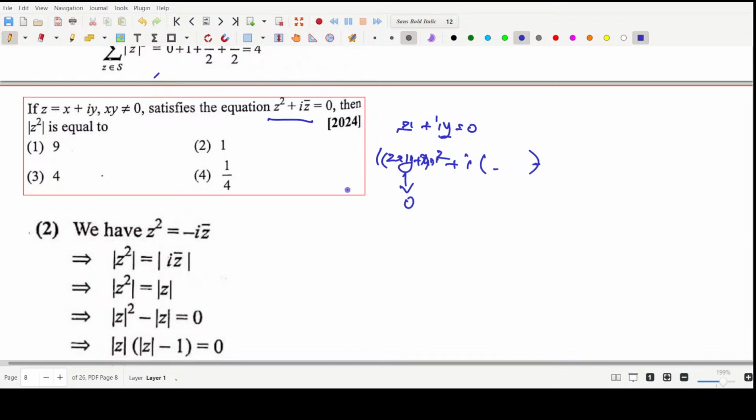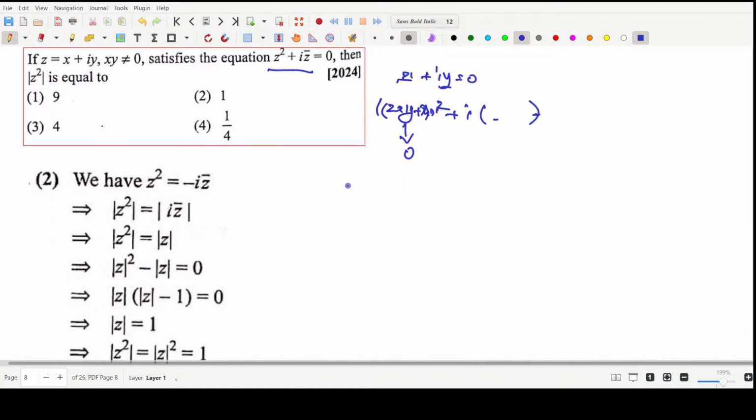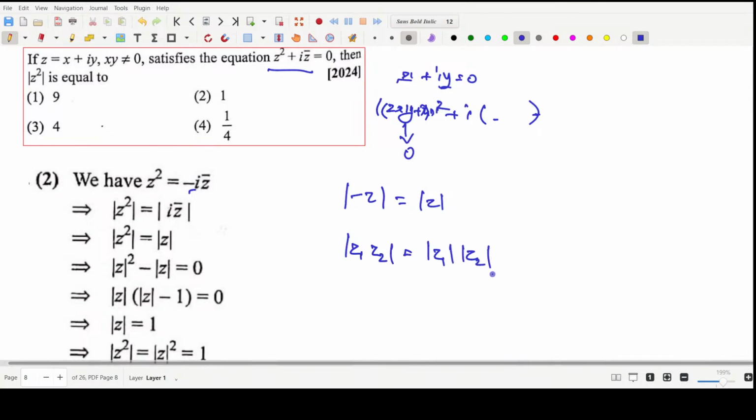Or otherwise, z square equals minus i z complement, right? This is a complex number, and this is a complex number. If two complex numbers are equal, obviously their magnitudes will also be equal. So mod of z square should be equal to mod of this. And mod of minus z is equal to mod of z also. That's why we are removing this minus. And we know mod of z1 z2 is mod z1 times mod z2. This property you know, right?